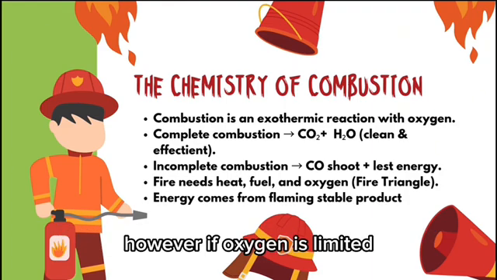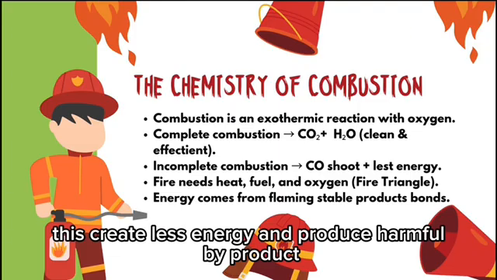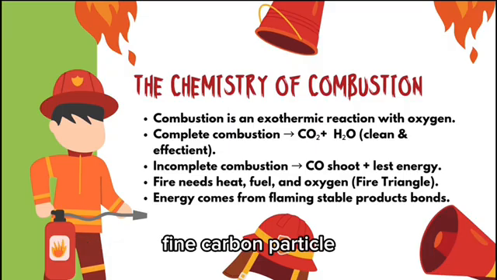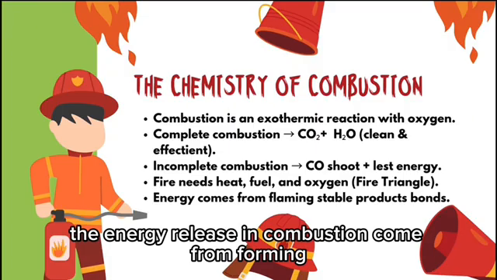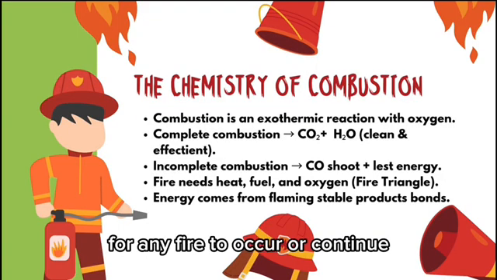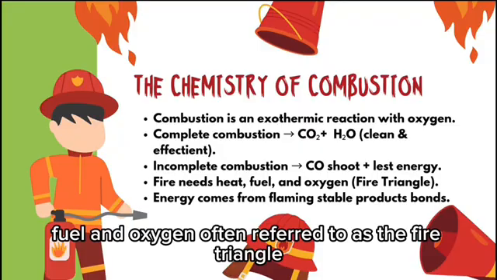However, if oxygen is limited, incomplete combustion takes place. This creates less energy and produces harmful byproducts like carbon monoxide, a toxic gas, and soot, fine carbon particles. The energy released in combustion comes from forming strong, stable bonds in the products. For any fire to occur or continue, three key elements must be present: heat, fuel, and oxygen, often referred to as the fire triangle.